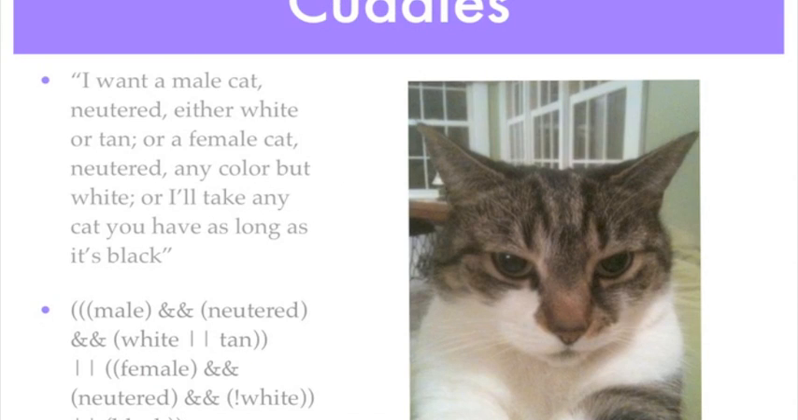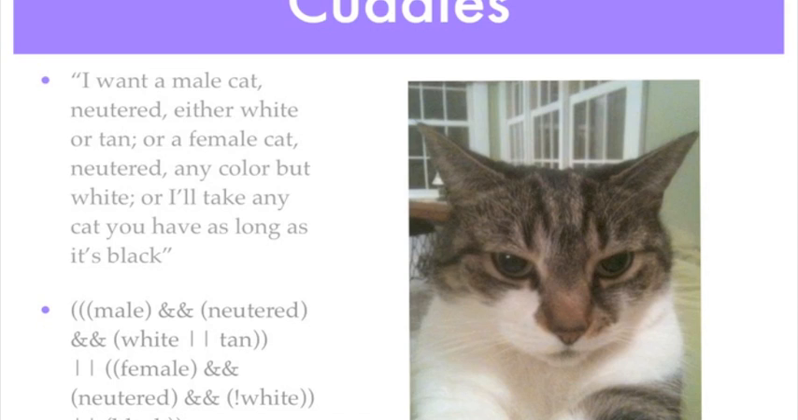This is my cat Cuddles. I want a male cat neutered, either white or tan, or a female cat neutered, any color but white, or I'll take any cat you have as long as it's black. I've written that this way in Java code. My cat Cuddles is a female neutered cat, and I can see that she's a multicolored cat. Does she fulfill my criteria?